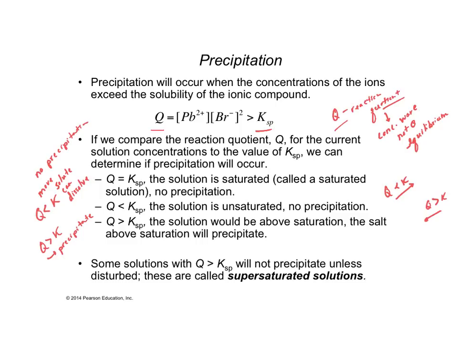Okay. And then there's also a special case where we are right at K. This is what we call a saturated solution. So that means that, yeah, no precipitation, I guess. But there would be some solid. So hopefully it'll all be very cut and dry. It's either going to be Q less than K, Q greater than K.